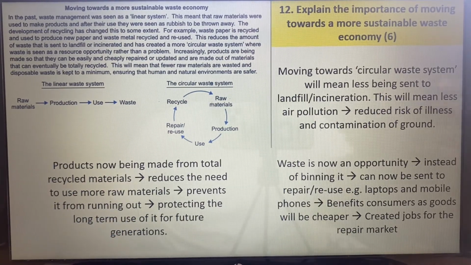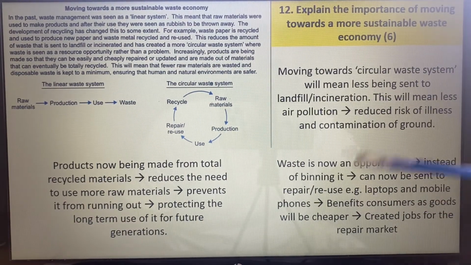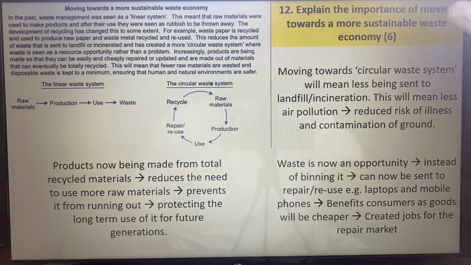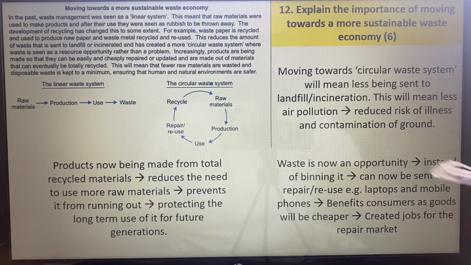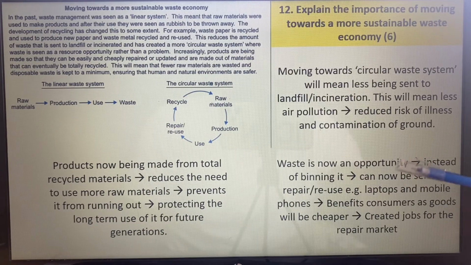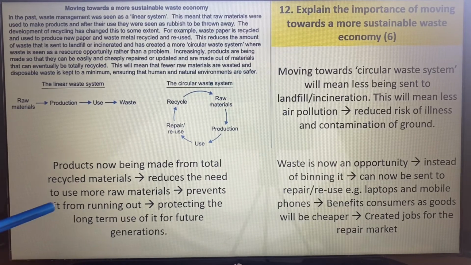Guys, this should be a question. I'm pretty sure you'll have something along the lines of: why should we move towards a more sustainable waste economy? Easy argument. Talk about the benefits of not sending it to landfills and incinerators. Talk about how it's an economic opportunity for consumers. Socially, people are happier that they can buy cheaper goods. And lastly, that it prevents raw materials from running out.